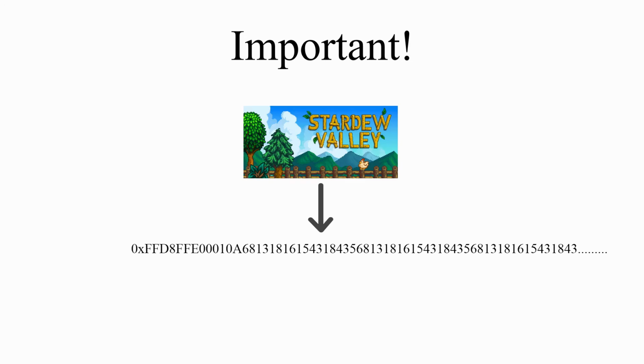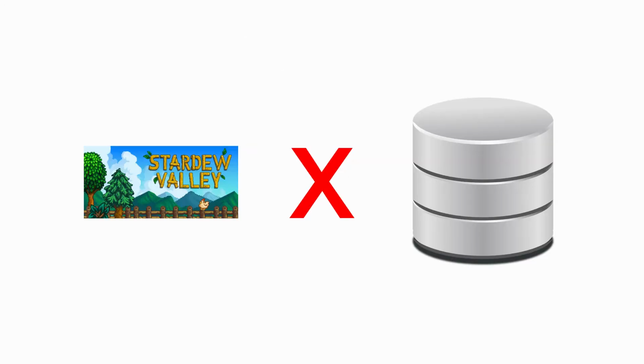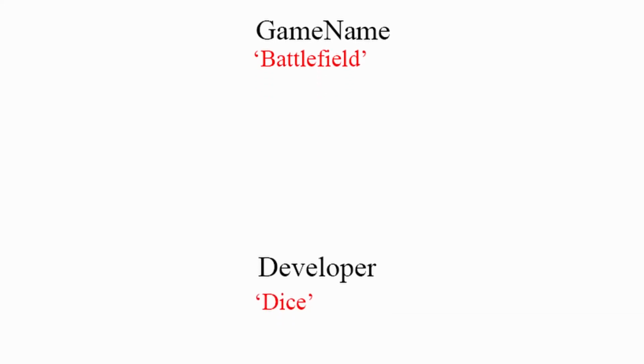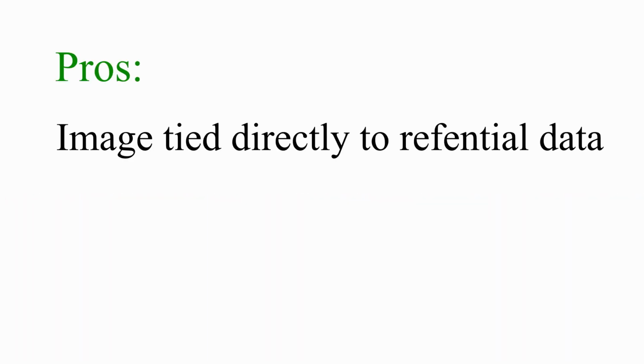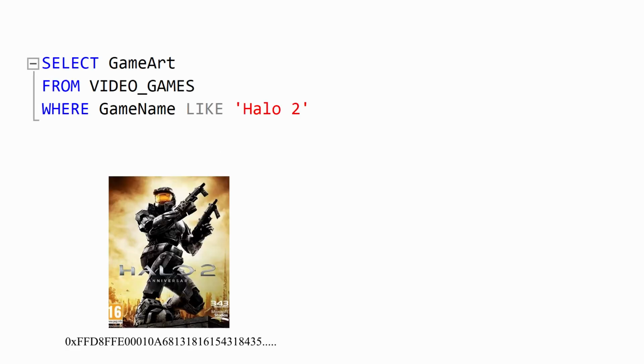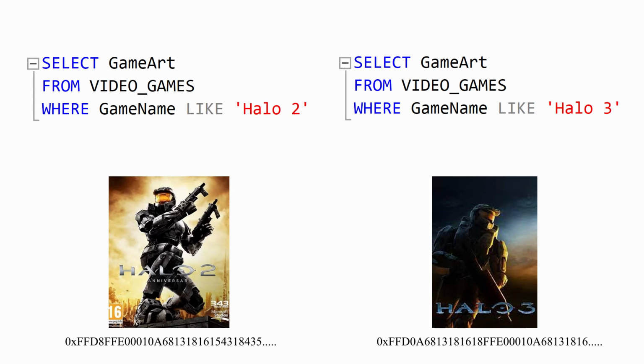Important to note, we only used the file location of the image to create our blob. JPEGs are not stored in our database. But they might as well be, because compared to the size of columns like game name and developer, the storage requirement for blobs is through the roof. The pro of this method is that our image is tied directly to our referential data. There's no chance a query might accidentally mix the artwork between Halo 2 and Halo 3.